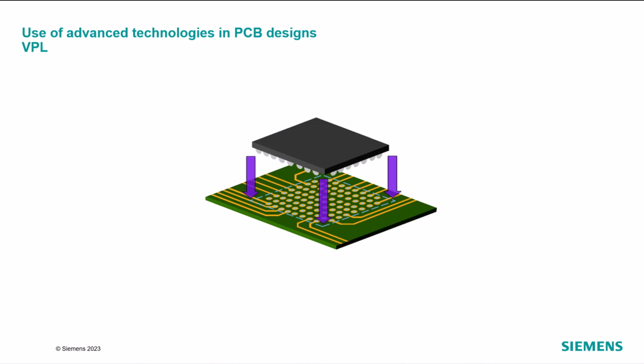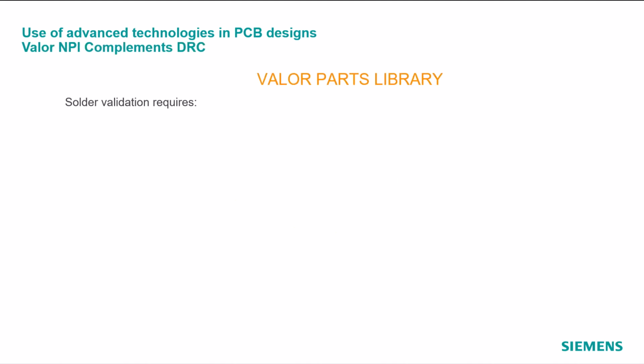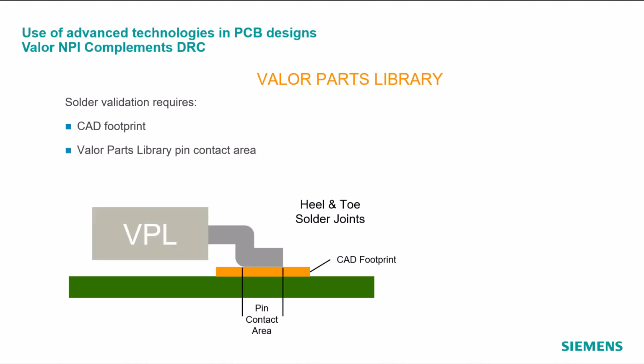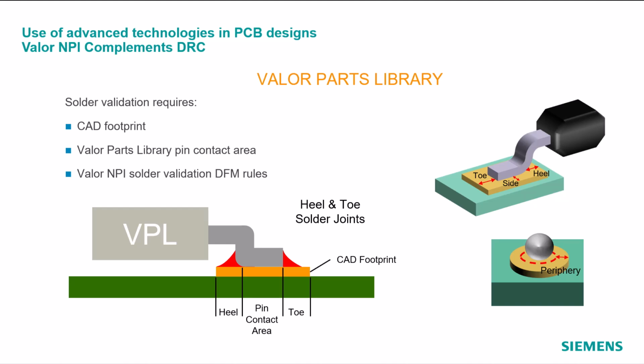Right where the pin touches the pad is extremely important because what it allows you to do is solderability checks while still in the design stage of the product. So we start with the CAD footprint. Next, we bring in the corresponding Valor VPL library part. Now the solderability checks are performed. With these solderability checks, you know if there is enough heel fillet, toe fillet, left and right fillet. This is directly related to the reliability of the board, and that's something that is extremely important.